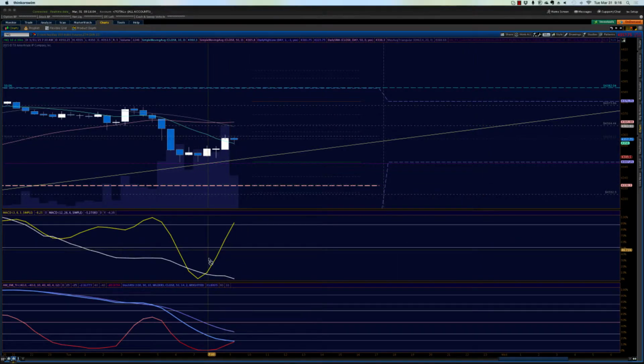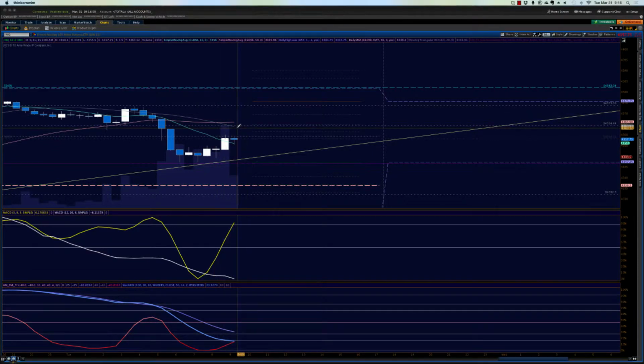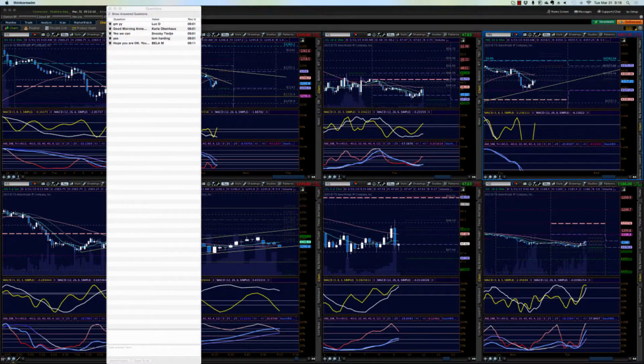Fast MACD really, fast SMI running us into resistance, but resistance could be here or here. So I don't like the way this chart looks either. Doesn't look very pretty either.